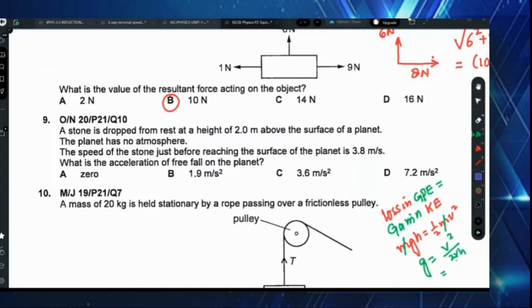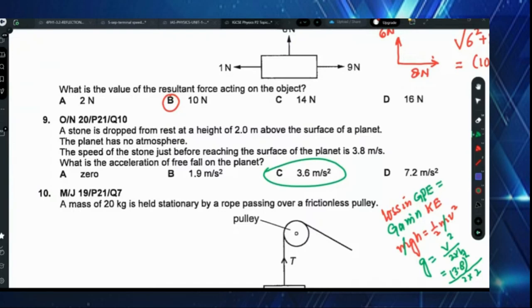When it hits the ground, its speed is 3.8. So 3.8 squared divided by 2 into 2. Just calculate this, please. It is 3.61. Yes, that's why the answer is option C. I believe it was one of the horrible questions.